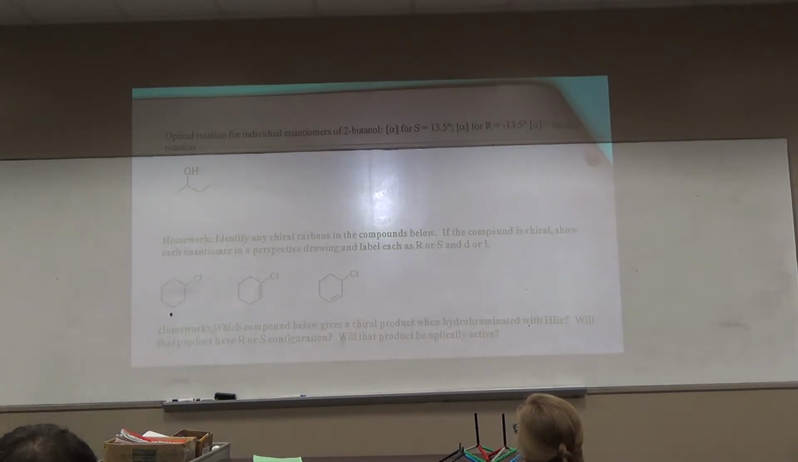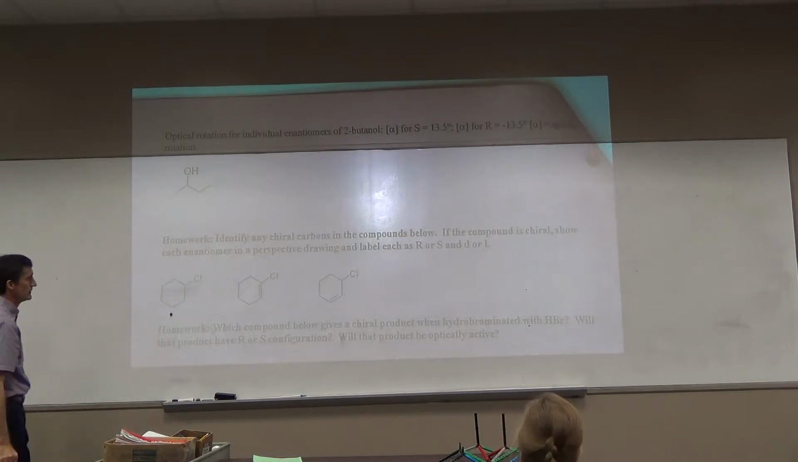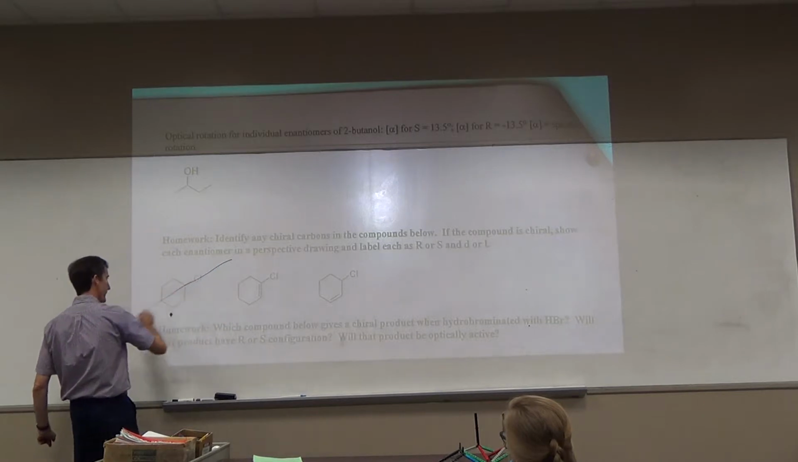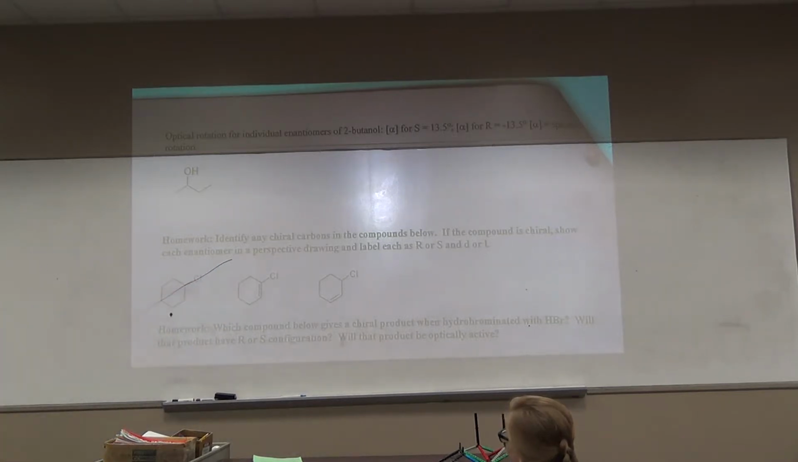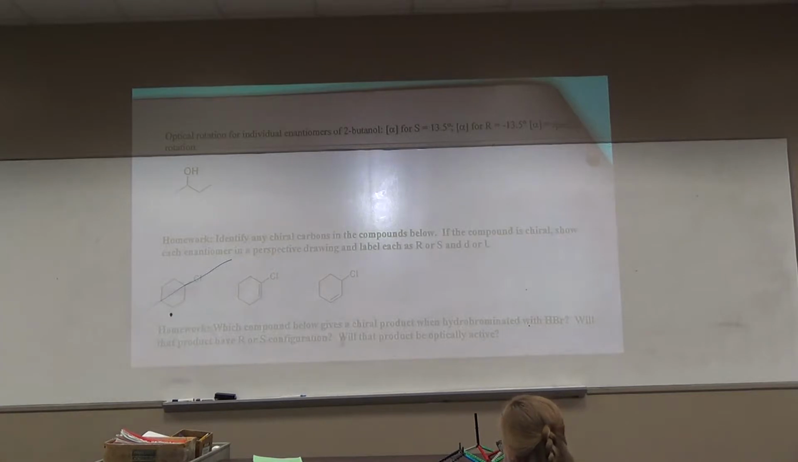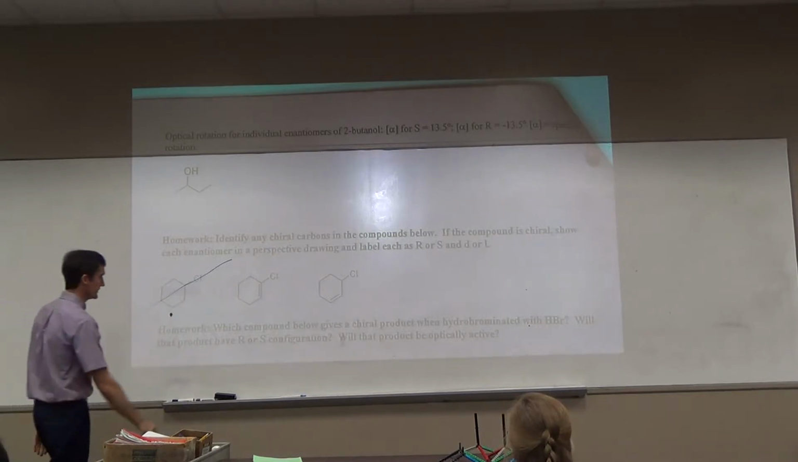If I had a model of that, I'd be able to cut right through it. Basically, right here is your plane of symmetry. Bam. Half on one side, half on the other is the exact same thing. We'll do more of that later. But finding chiral carbons helps you then advance in your considerations of everything.